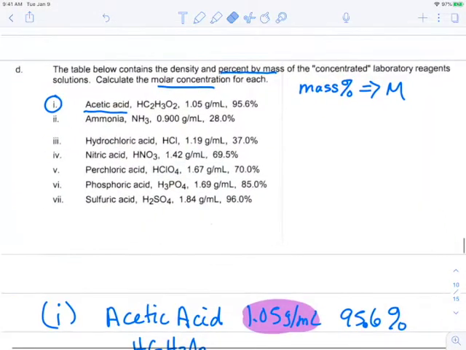And then finally we have D. In D, you're going to take percent mass and turn it into molarity, just like I've written right over here. I'm going to do the first one with you, but I still want you to write the first one out on your page. So when you turn it in, all of these should be in there, including that first one.